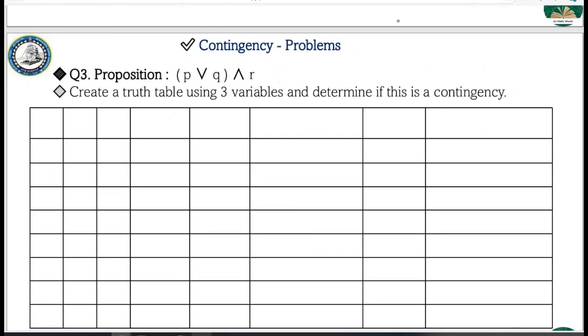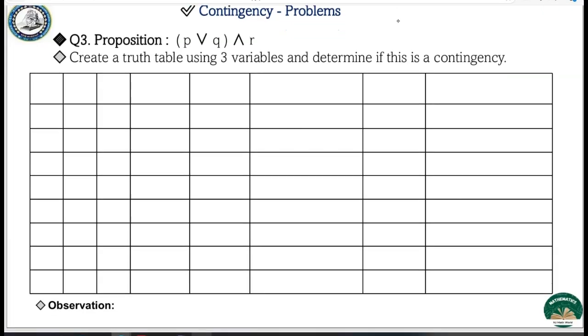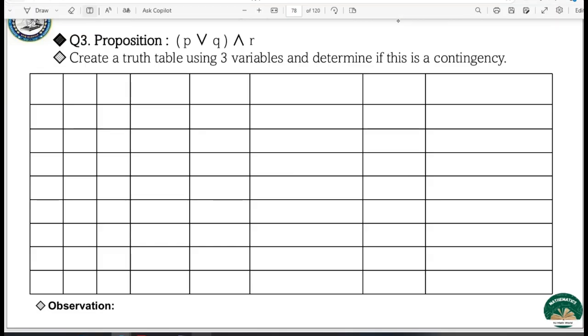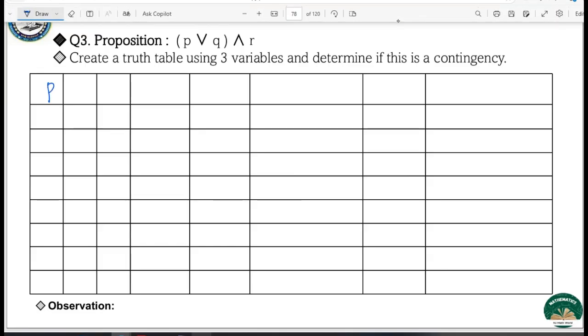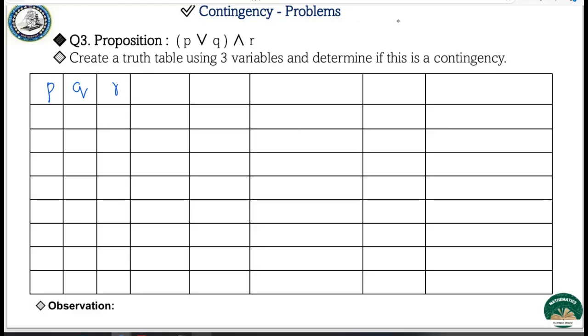Moving on with the next question, we have to prove that the given proposition is a contingency. Create a truth table using three variables and determine if it is a contingency. Here they have given P, Q, R. Then it is P or Q, then P and Q and R. We can prove this. We'll just check for this.